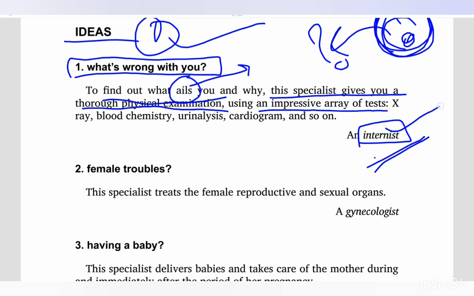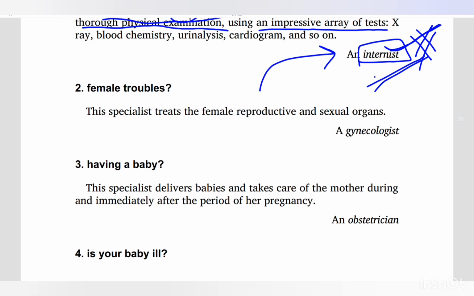Suppose you visit a particular doctor. If he is an internist, he will go through regular tests. It can be an X-ray, blood test, or any kind of test, and he will go through your internal organ checkups and tell you what's wrong with you. So he is called an internist.